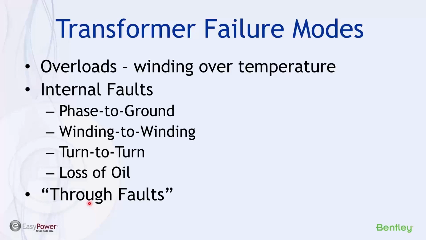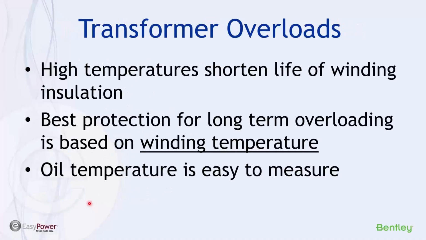Internal faults can include phase to ground, winding to winding, turn to turn, and loss of oil, in addition to the through faults that we'll be discussing in a bit. High temperatures shorten the life of winding insulation. And the best protection for long-term overloading is monitoring or based upon tracking that winding temperature. Now, oil temperature in the bath is relatively easy to measure, as well as dry transformer temperature.